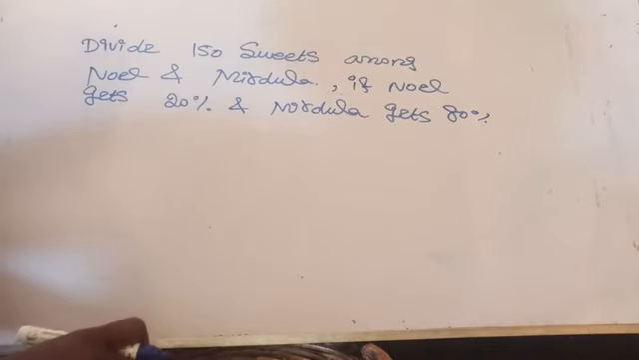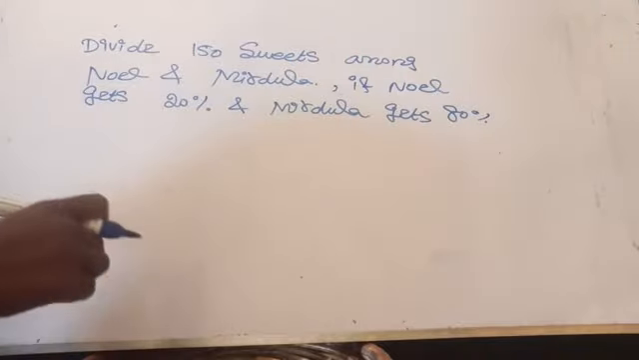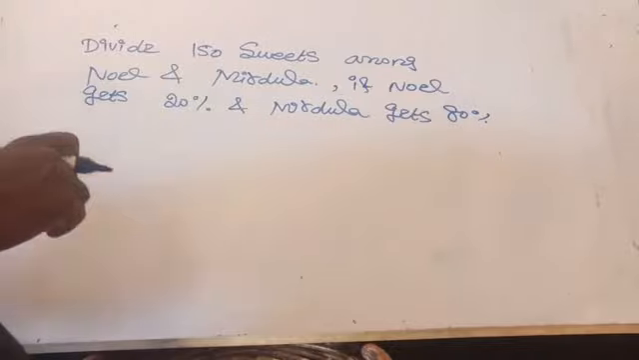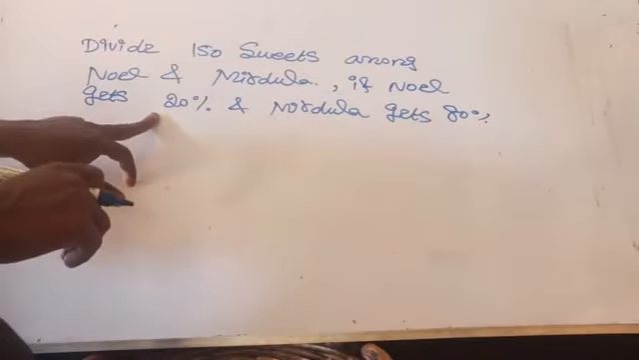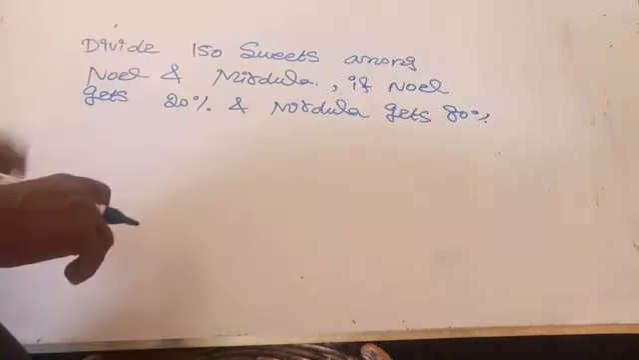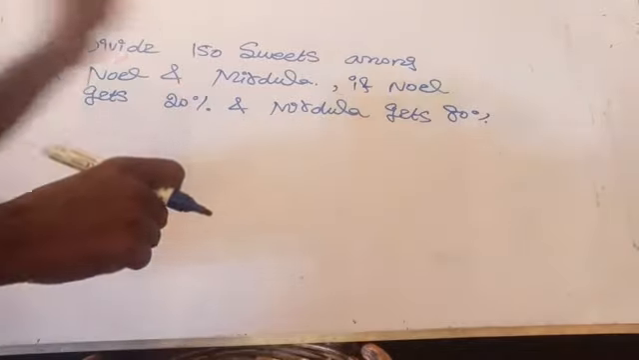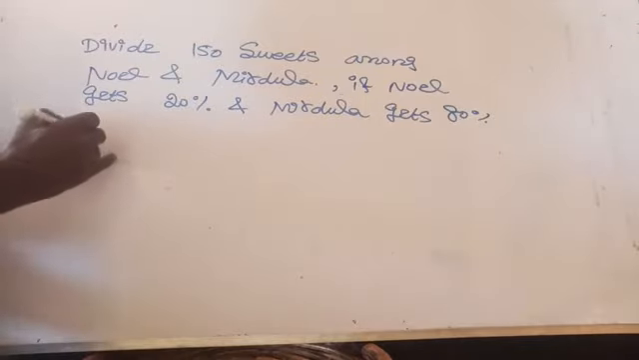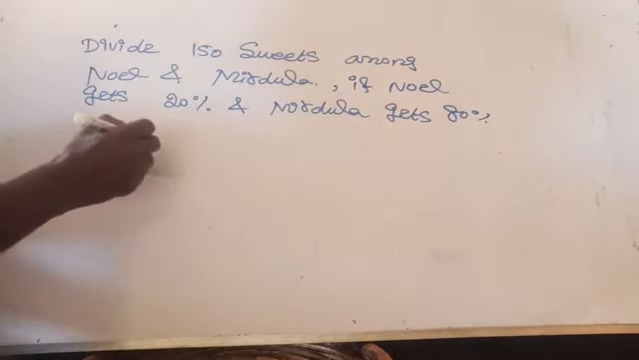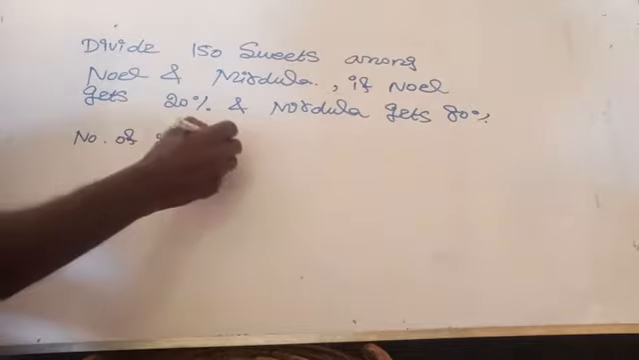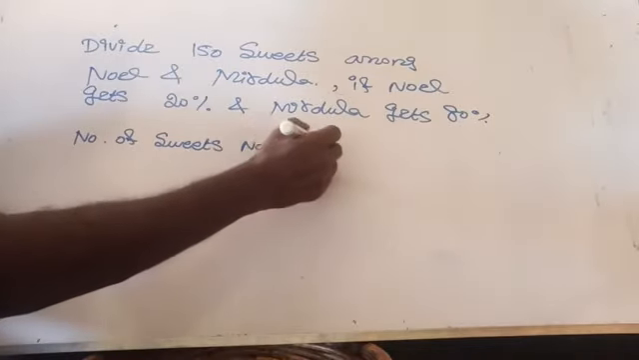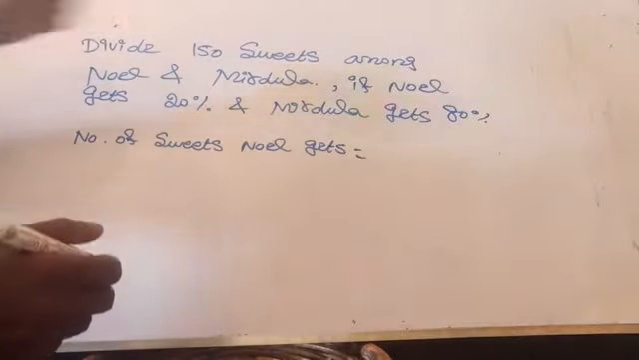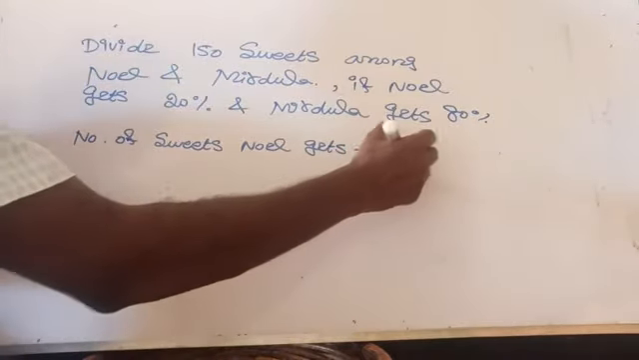Am I right? Now, shall we start? Tell me, now the total number of sweets, how much? 150. That is, Noel gets 20 percentage of the total number of sweets, and Mridula gets 80 percentage of the total number of sweets. Now the number of sweets Noel gets is equal to how much? 20 percentage of 150.